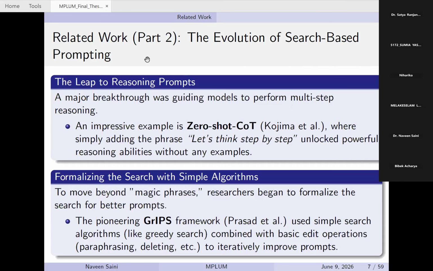Now, next is the evolution of search-based methods. Apart from this, a major breakthrough was guiding the model to perform multi-step reasoning. In an impressive example, you can see chain of thought, where simply adding the phrase, let's think step by step, unlocks powerful reasoning ability without any example. So we want the answer step by step. That is chain of thought.